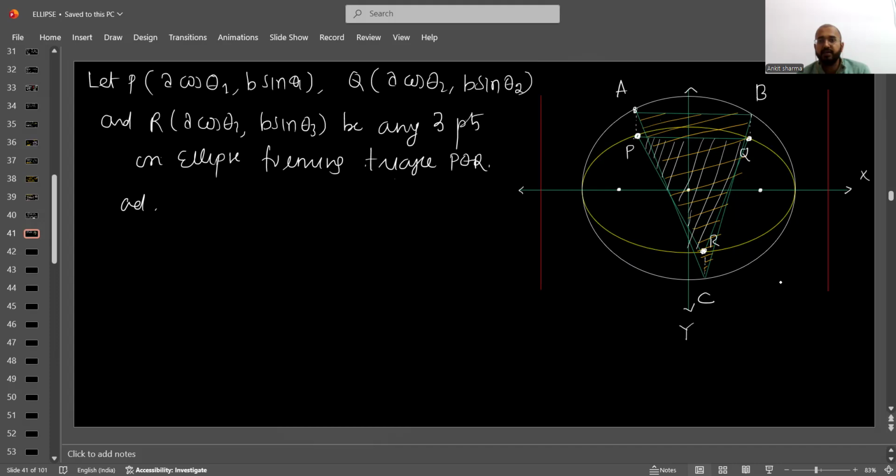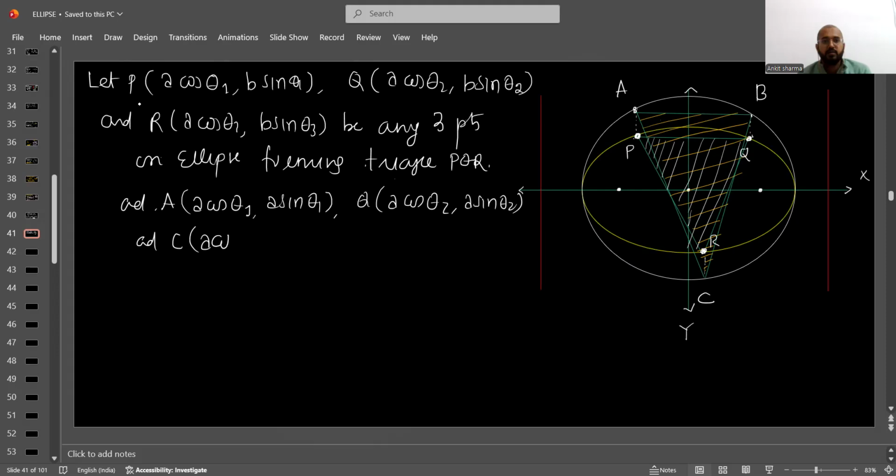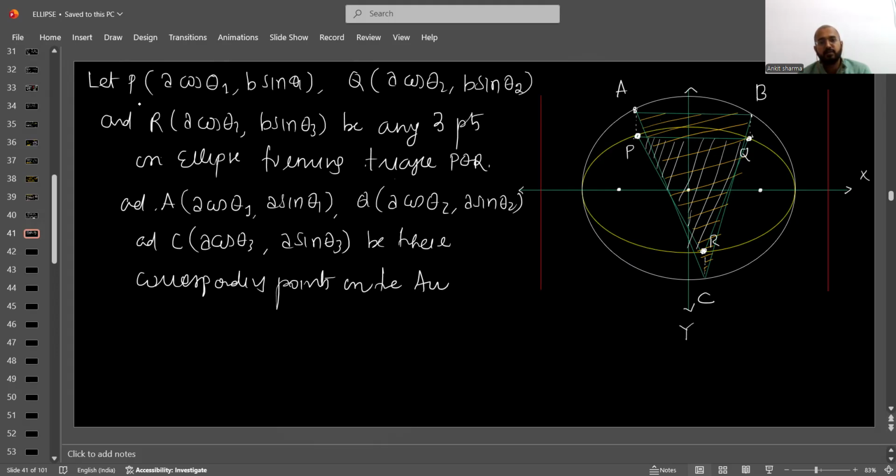on the auxiliary circle. So for P I have A, and for Q I have B, for R I have C. So A point would be definitely A cos theta 1, comma A sin theta 1, and for Q I'm going to have A cos theta 2, comma A sin theta 2. And C point is A cos theta 3, comma A sin theta 3, be their corresponding points on the auxiliary circle.